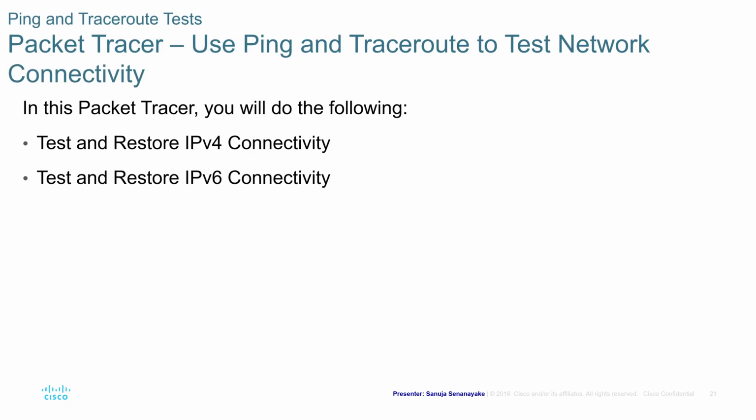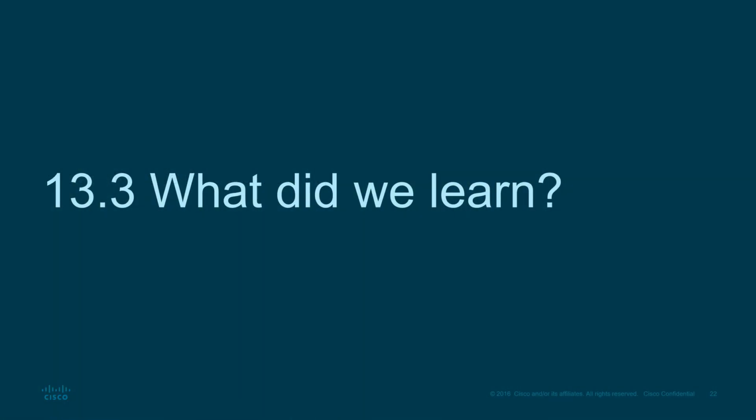There is also another Packet Tracer file on your Cisco NetAcad called Use Ping and Traceroute to Test Network Connectivity. If you have access to NetAcad, you can go ahead and download it and do them. If you do not, I will try to get hold of a copy of this Packet Tracer file and post it to my website so you can download it and do them. That particular Packet Tracer file will help you understand how you can test IPv4 and IPv6 connectivity. And that would bring us to the end of this lecture, and I will go over what we learned in this module.